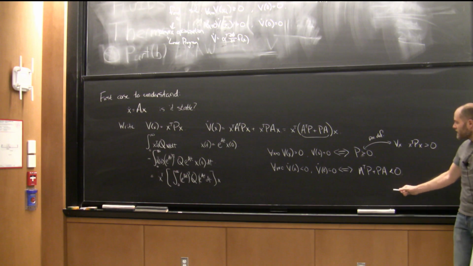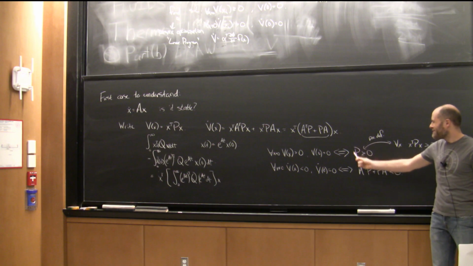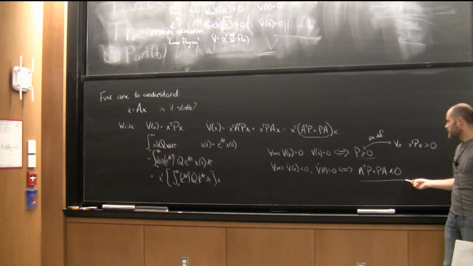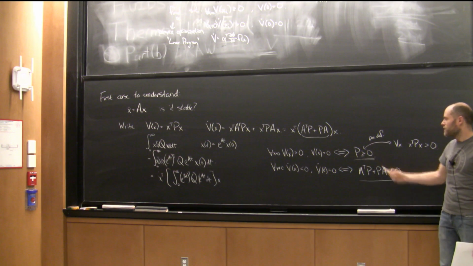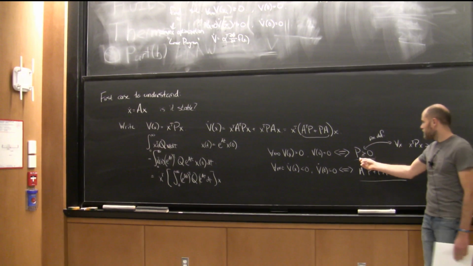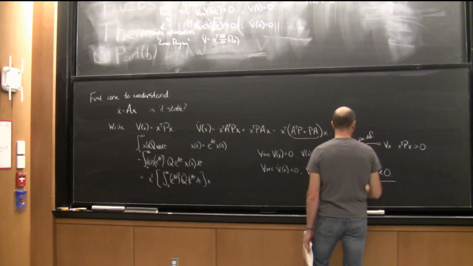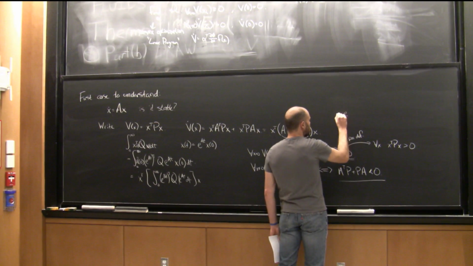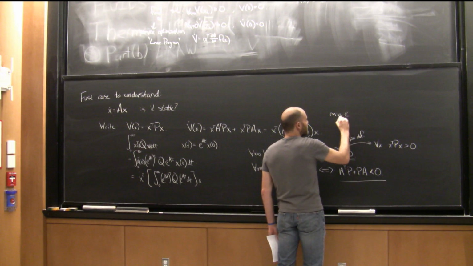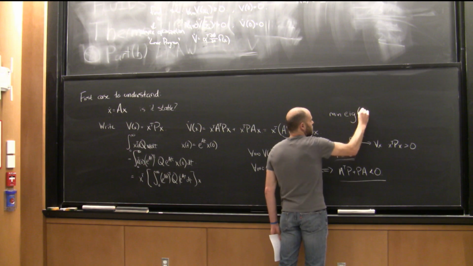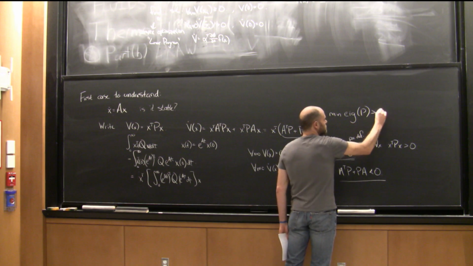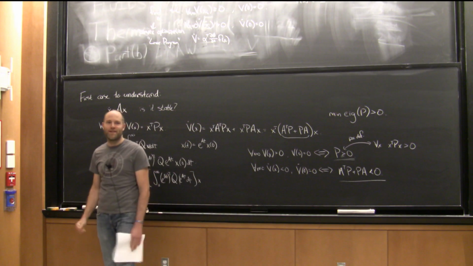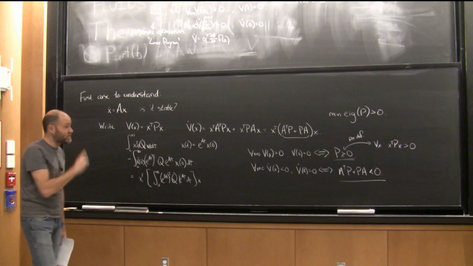Okay. So then the game becomes, how do I search for P's that satisfy this constraint? What does that constraint look like? Think about how you check for positive definiteness of a matrix. The minimum eigenvalue of P had better be greater than 0. That's not something I want to give my optimizer. That's kind of gross.